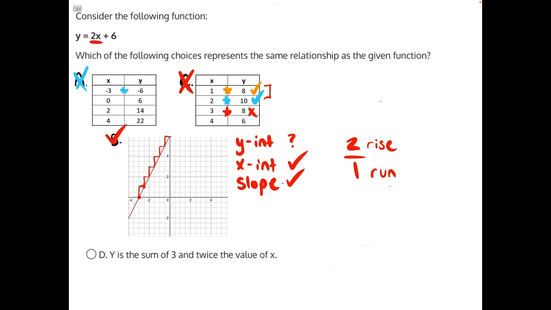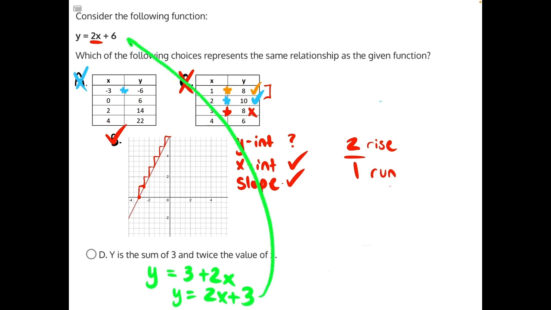Answer choice D is a sentence that we need to convert into an equation. So let's do y is the sum of 3 and twice the value of x. And we can rearrange that to be in y equals mx plus b format. So we'd have y is equal to 2x plus 3. And we can see that these equations do not match, making answer choice D incorrect and making answer choice B our correct answer.